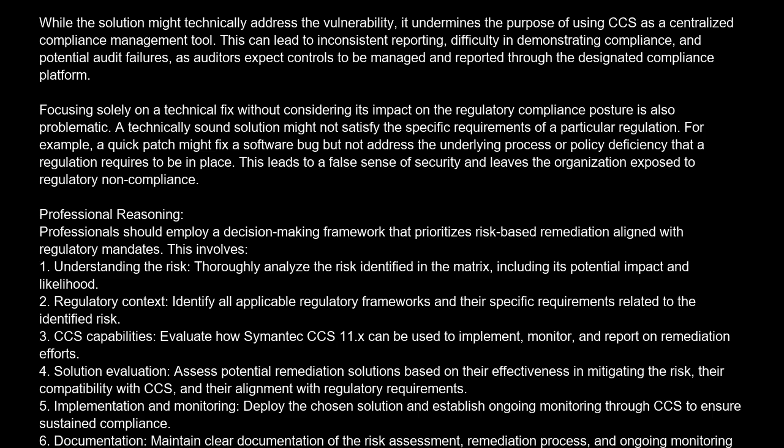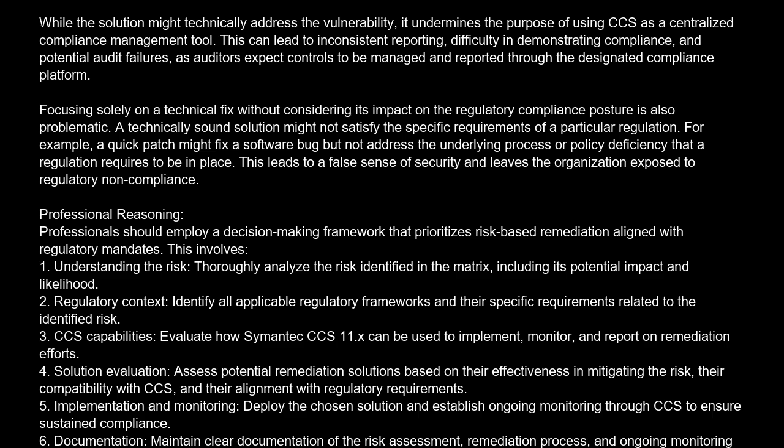Professional reasoning. Professionals should employ a decision-making framework that prioritizes risk-based remediation aligned with regulatory mandates. This involves: 1. Understanding the risk. Thoroughly analyze the risk identified in the matrix, including its potential impact and likelihood. 2. Regulatory context. Identify all applicable regulatory frameworks and their specific requirements related to the identified risk. 3. CCS capabilities. Evaluate how Symantec CCS 11.x can be used to implement, monitor, and report on remediation efforts.